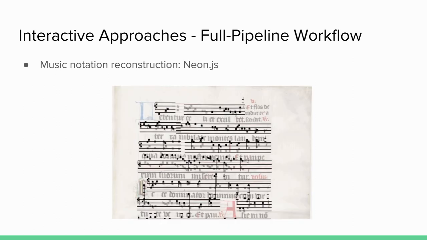And in the last stage, the music notation reconstruction, they have this tool, Neon.js, in which you can manually modify the pitches of the symbols, correct some things that have fallen on different lines incorrectly and so on. So the idea is that after the process, you always get your perfect result.